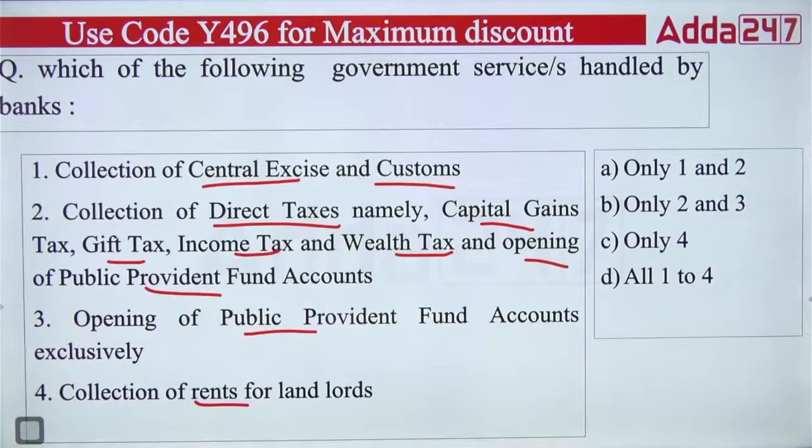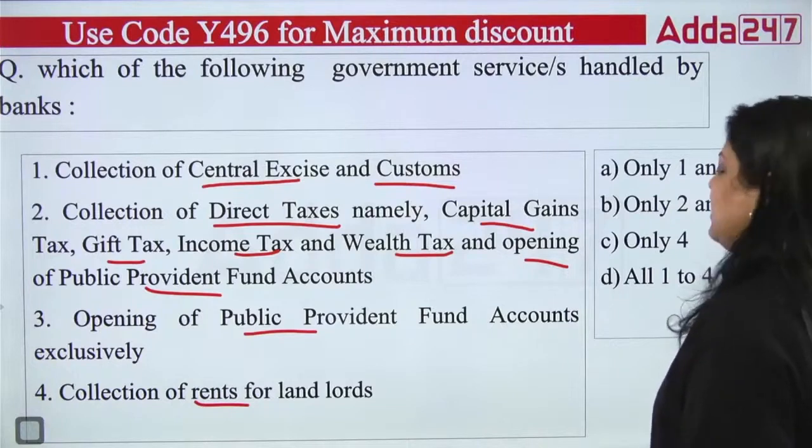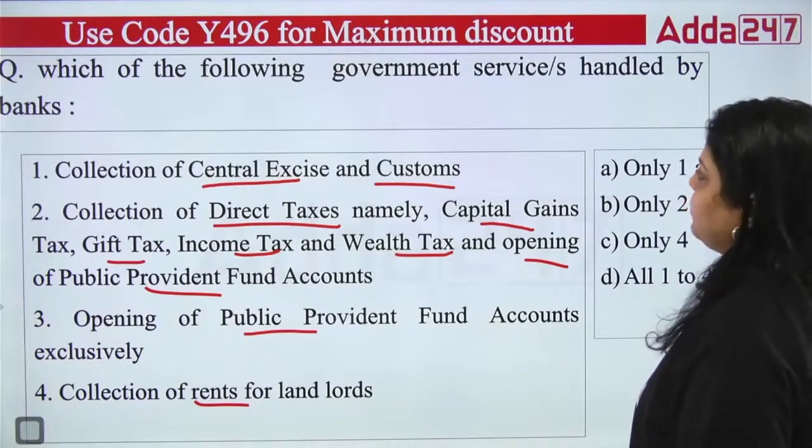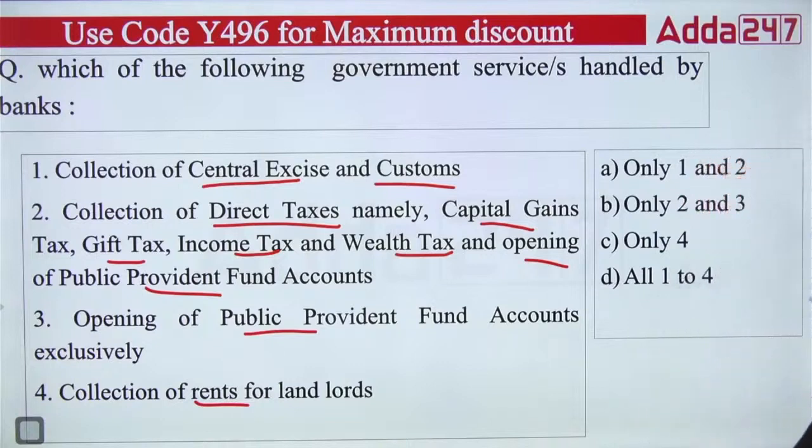If we talk about collection of central excise and customs, this is not the work of your bank. Then the next talks about collection of direct taxes, namely capital gains tax, etc., opening of public provident fund, and then collection of rents for landlords. If we talk about what kind of services are handled by banks, these services can be handled by public sector banks as well as private sector banks. It's not that only public sector banks can work like this. Private sector banks can also work on this.